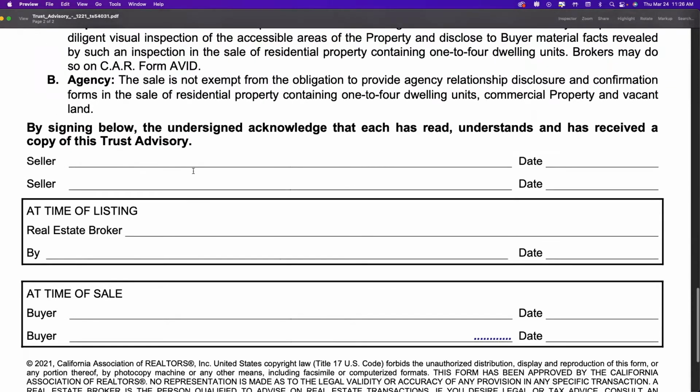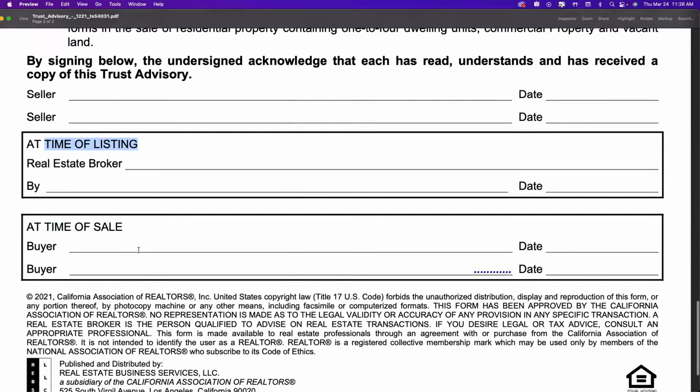So this needs to be done. You do it as the listing. You do it with your listing on a trust, and you do it at the time of sale. You have the buyer sign it. So you could use the same one, okay?